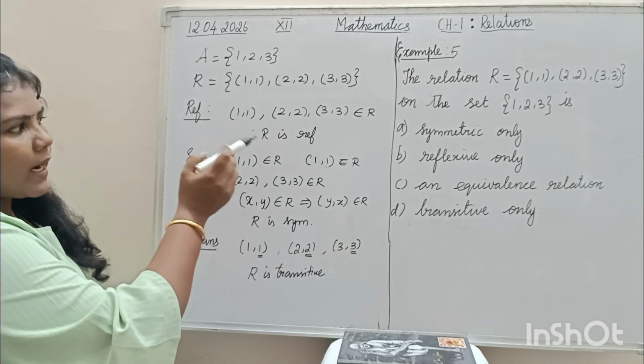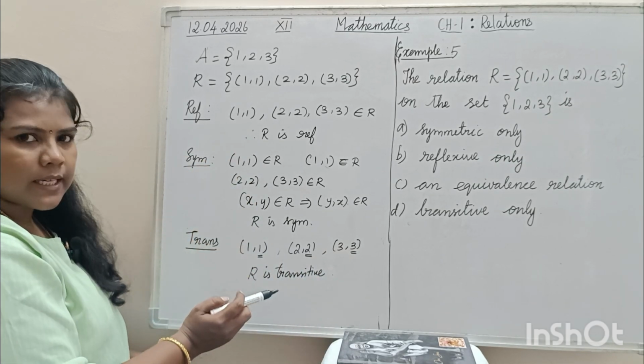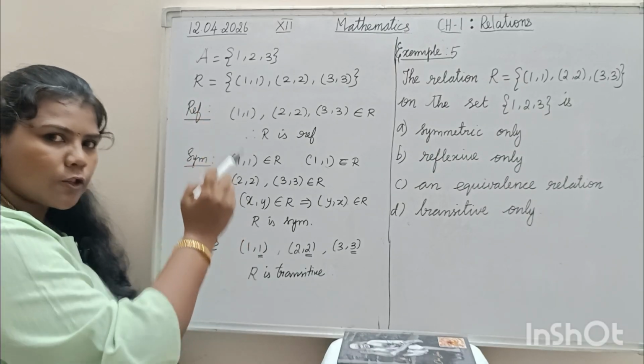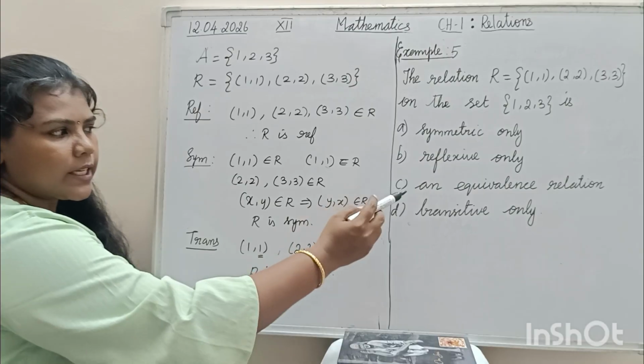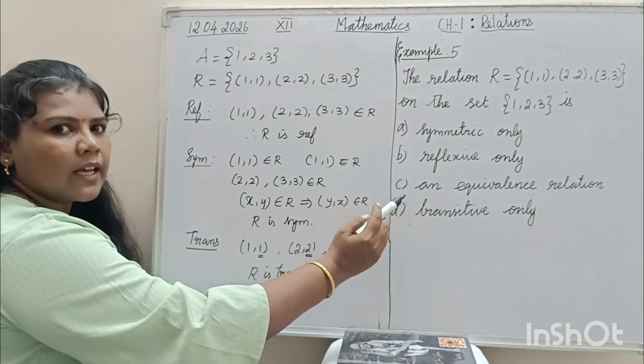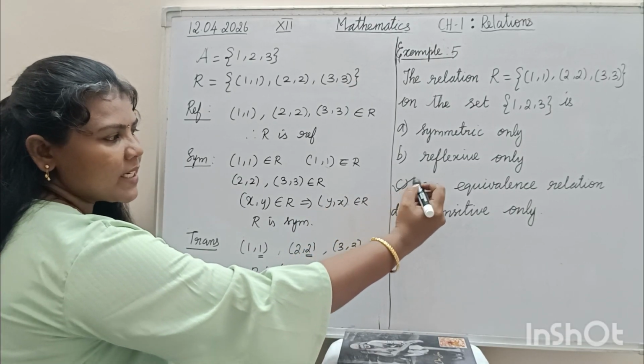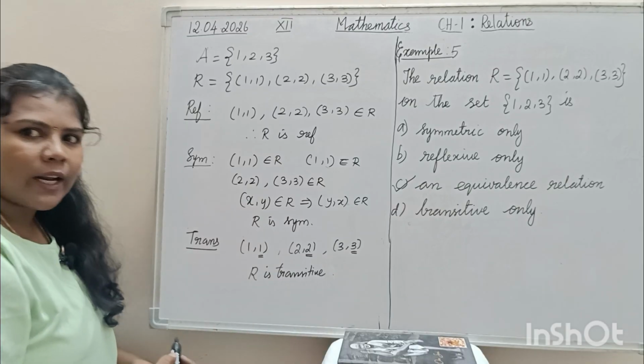Now here we see R is reflexive, symmetric and transitive. Any relation which satisfies all the three conditions, we call it an equivalence relation. So here R is an equivalence relation. Which is the correct option? Option C. Hope you all understand.